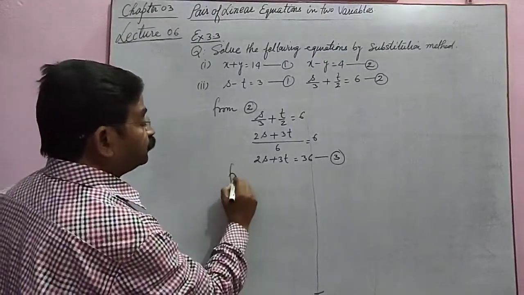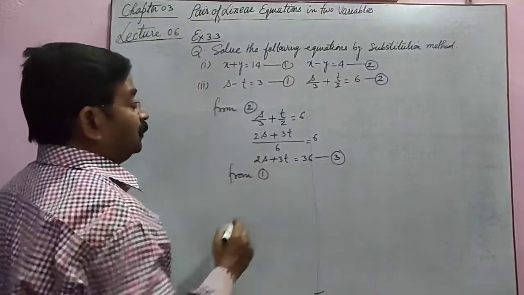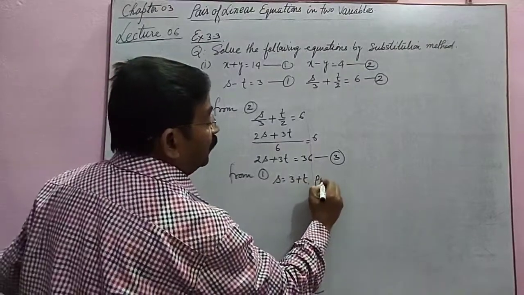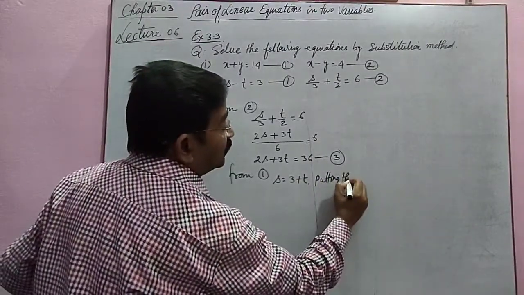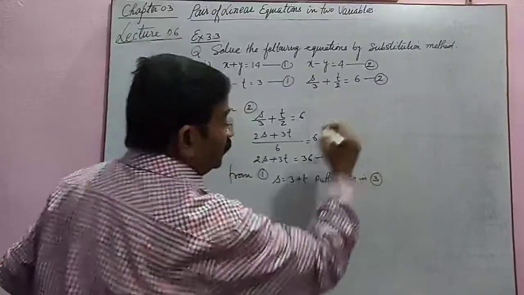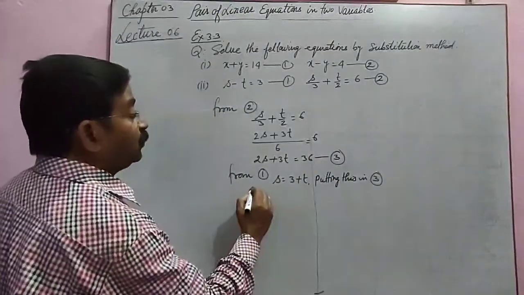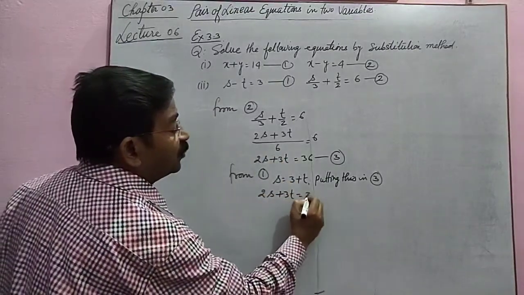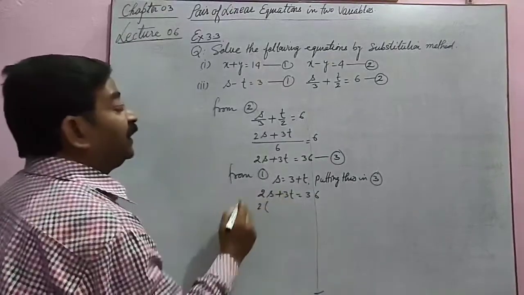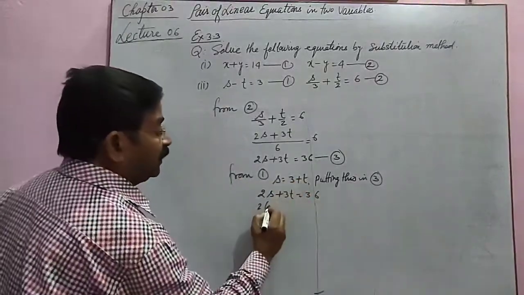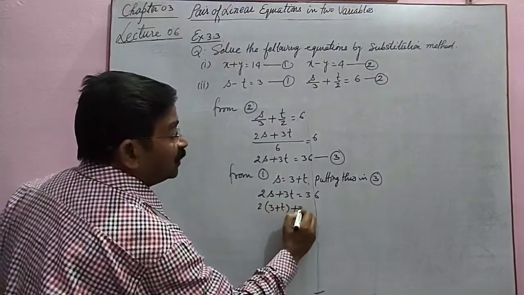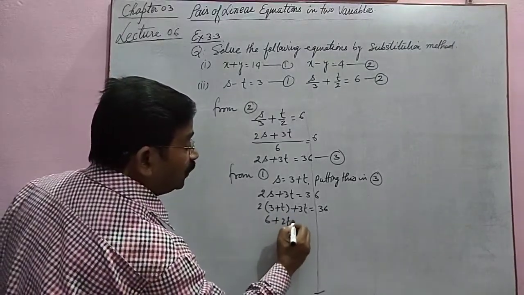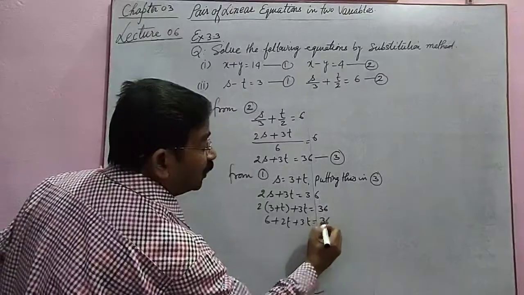So I am writing, from 1 we can write s is equal to 3 plus t, and putting this in equation number 3. So let's see. We have to put the value in 2s plus 3t is equal to 36. 2 times s, we have got 3 plus t, so 2 times 3 plus t plus 3t is equal to 36. Multiply this: 6 plus 2t plus 3t is equal to 36.